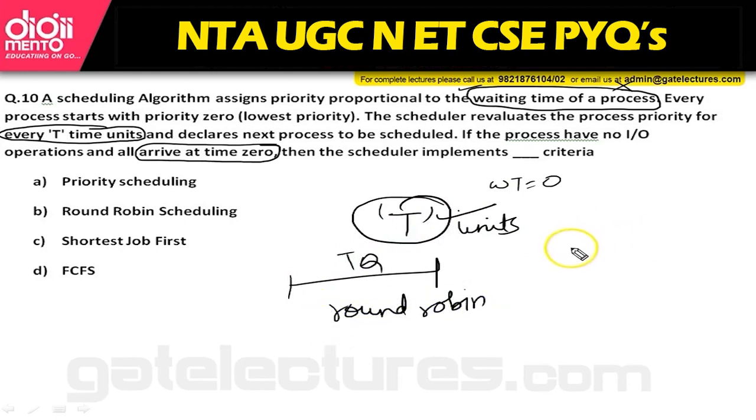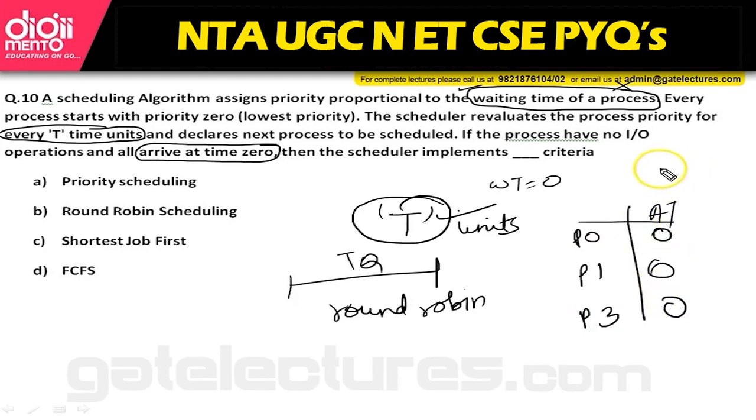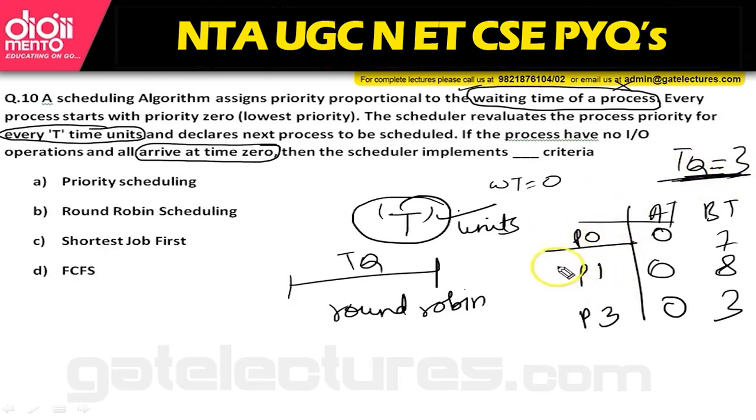Okay, basically what is happening, suppose I have 3 processes, P1, P2 and P3. Their arrival time is 0, 0, 0 and their burst time is, let's say, 7, 8, 3. And the time quantum is, let's say, 3. So it has all the 3 processes. It will assign the CPU to P1, and after this time unit, it will reassign it to P2 and then to P3.